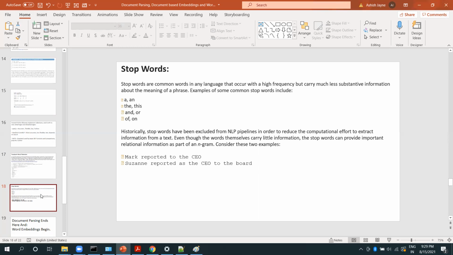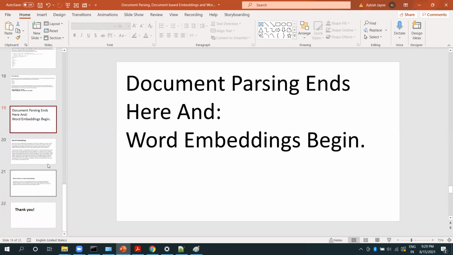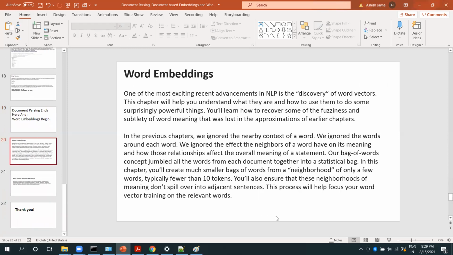Now, next is word embeddings. Document parsing ends here and word embeddings begin. We don't have too much content for word embeddings right now, but all that you need to understand is that computers work with numbers at the most basic level. They work with zeros and ones, and to make your text understandable to a computer, you have to turn it into some kind of numbers, and those numbers are called word embeddings.